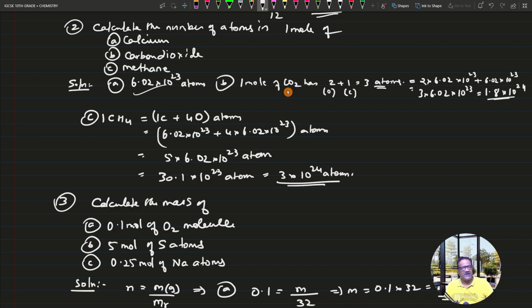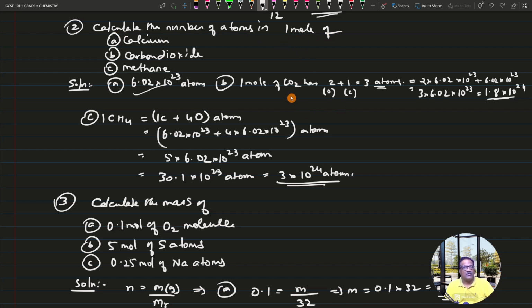So carbon dioxide is a molecule. You'll have to take the AR of the constituent atoms and add up. AR of carbon is 12. AR of oxygen is 16, and you have 2 oxygen, so it will be 2 into 16. Okay, they have asked you to calculate the number of atoms in 1 mole. Just atoms they have asked you.